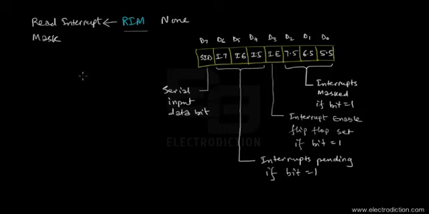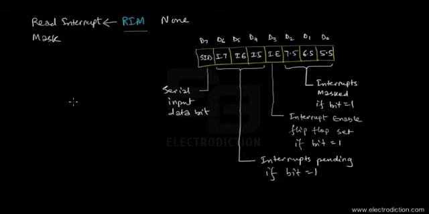Now, next up, we have the RIM instruction. The RIM instruction stands for read interrupt mask. Now, let's say you've written a very complex program which involves a lot of interrupt instructions and all. And now the programmer has forgotten which of the interrupts are enabled or disabled, or which of the interrupt requests are pending right now.